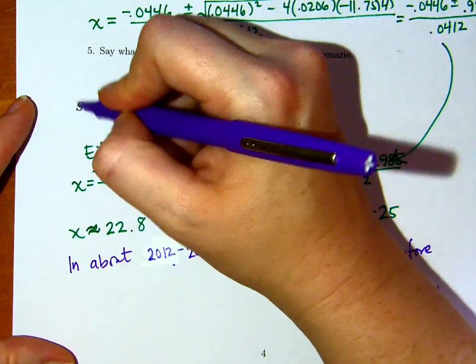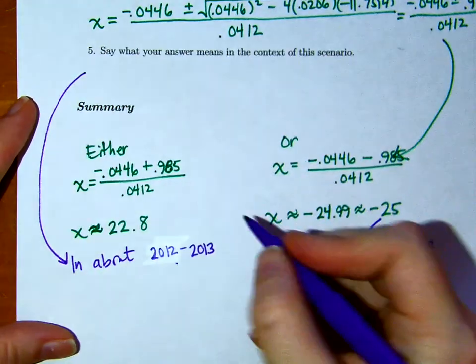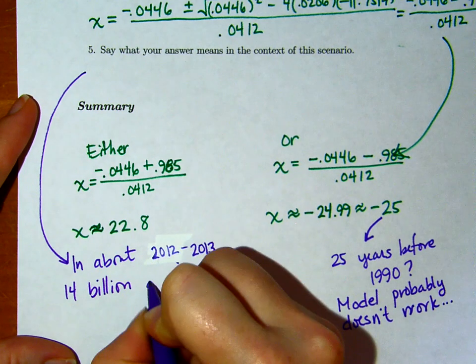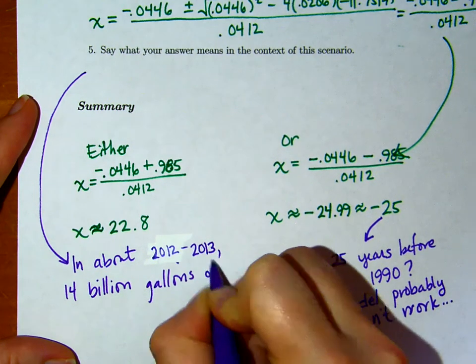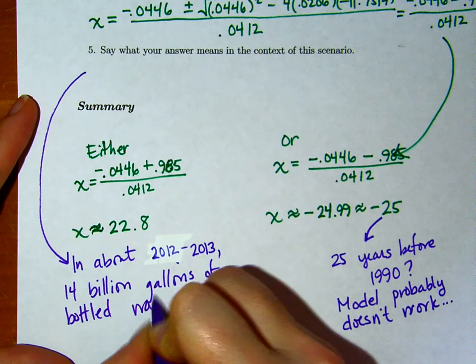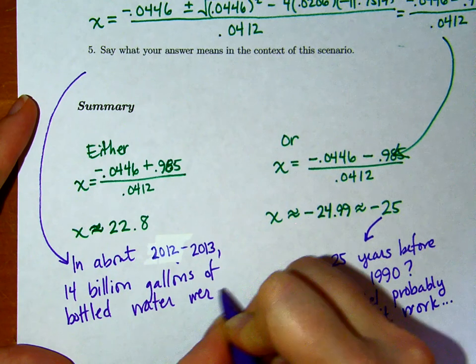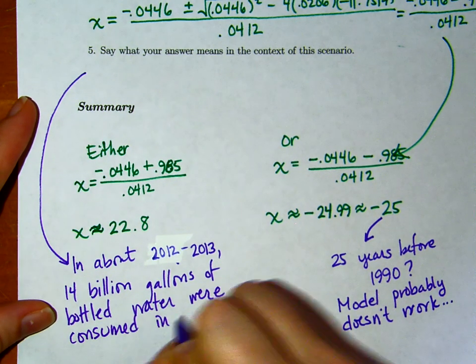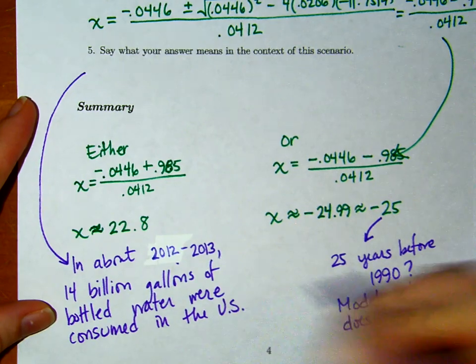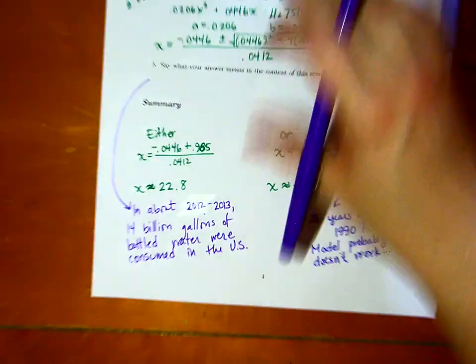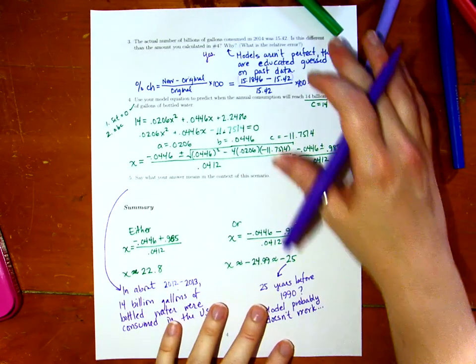So here, I'm going to put this right here. 14 billion gallons of bottled water were consumed in the United States. Okay, so let's kind of take a peek at what we were just talking about here.